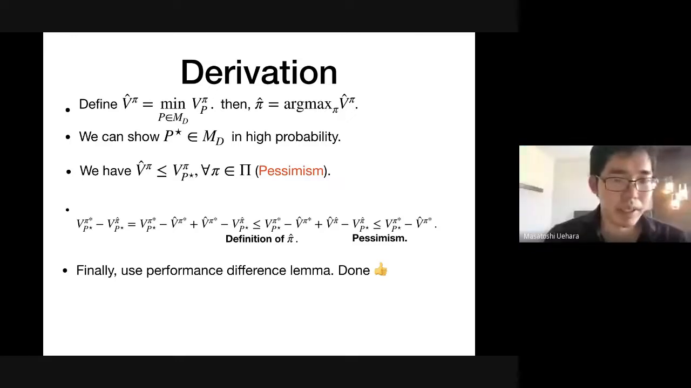Yeah. Okay. We don't take a union bound for the policy class, but that's a very important point, because if we take the union bound for the policy class, then log pi appears in the bound, so that's not good.